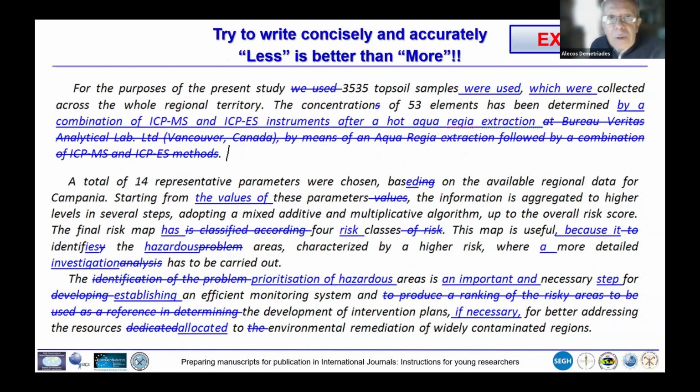Now, this is how not to write. As you can see, this person is writing and writing and writing a lot of things which are not necessary. Unfortunately, because I was the reviewer, as you can see, after he got my review, he almost had a heart attack.